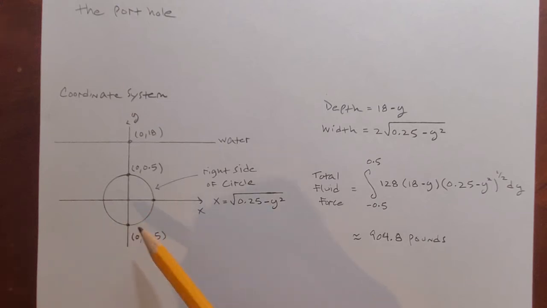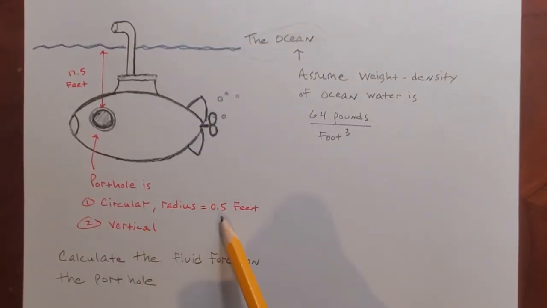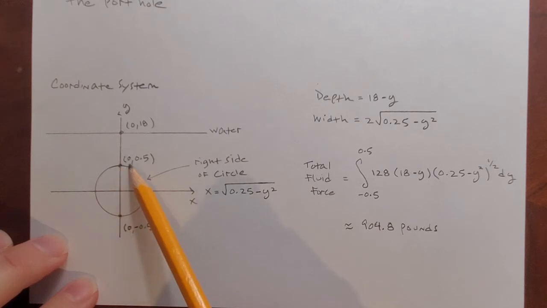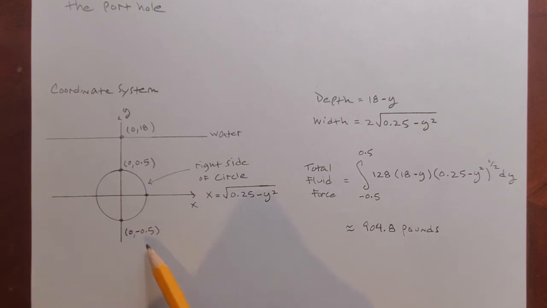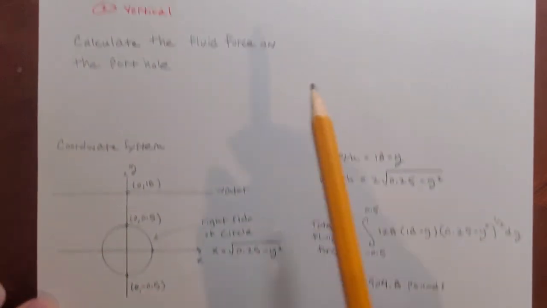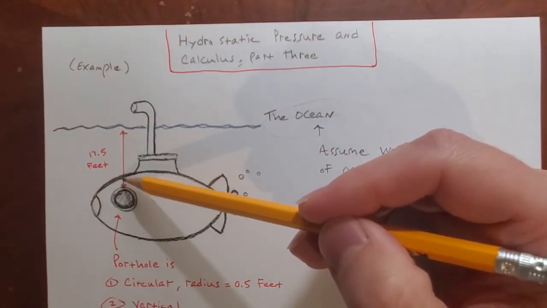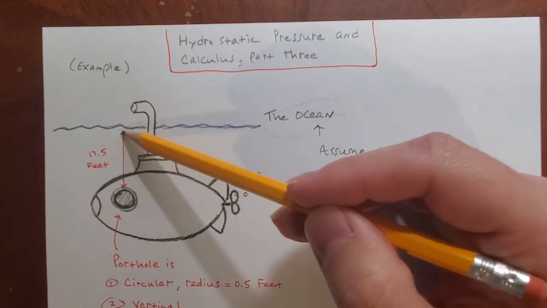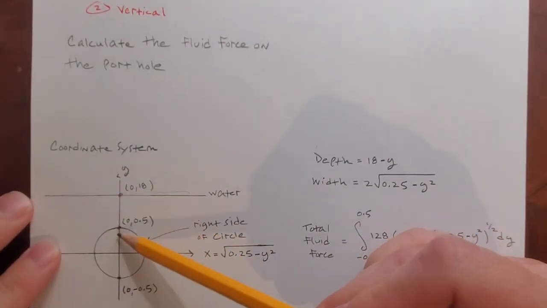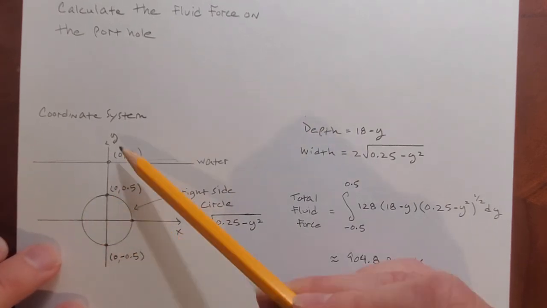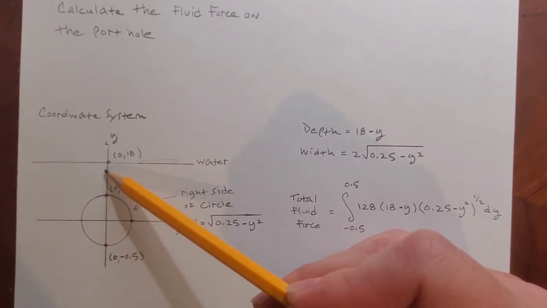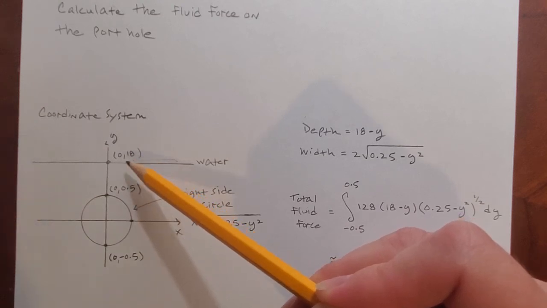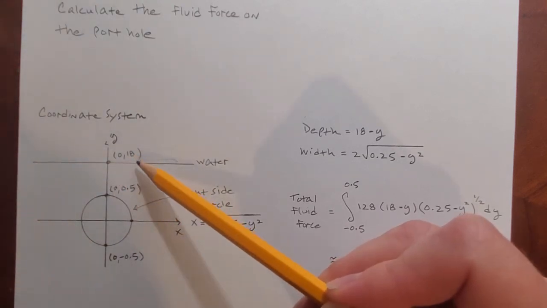I wanted the equation to be easy to get, so I put the center at the origin. If the radius is half of a foot, then this point right here is 0 for x, 0.5 for y, and this point over here is 0 for x, negative 0.5 for y. Where would I put the water, though? In our picture, the top of the porthole is 17.5 feet underwater. So from here to here needs to be 17.5 feet. If this is half a foot and then you go 17.5 feet up, that puts the water at 18. So the y coordinate for the water level is 18.